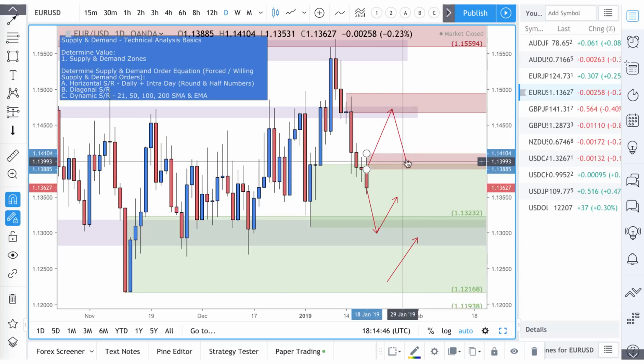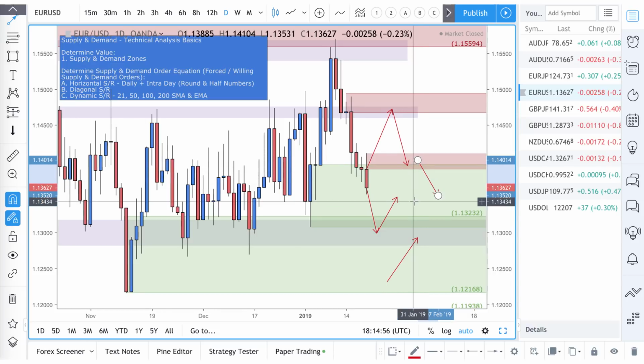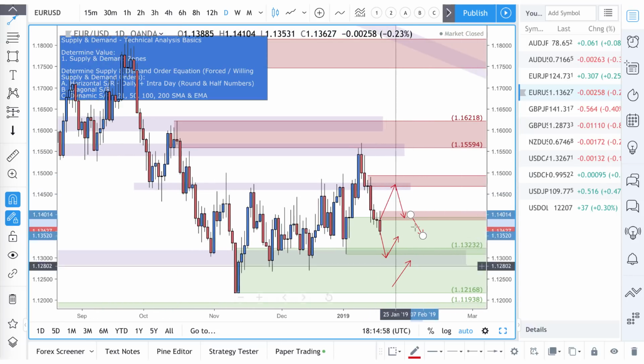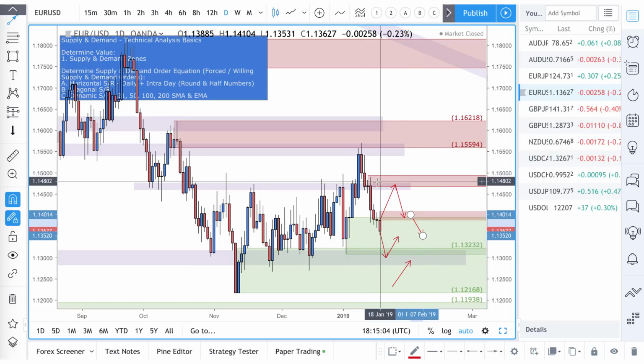So if prices fall further and then come up to here, then I'll be looking at establishing potentially shorts around here if I get price action and it's worth the risk reward. Yeah, those are the options for this week.